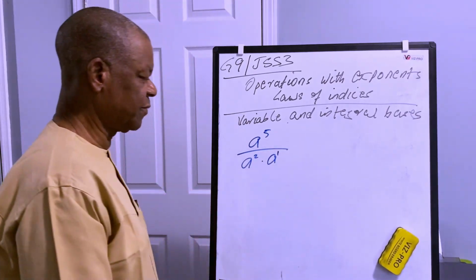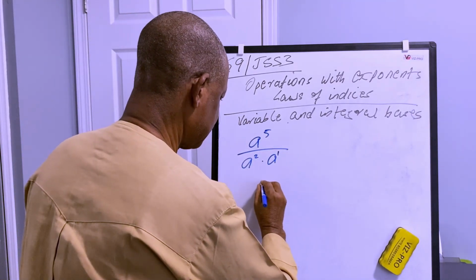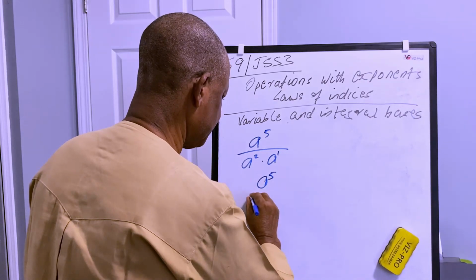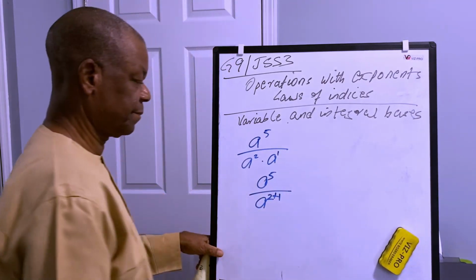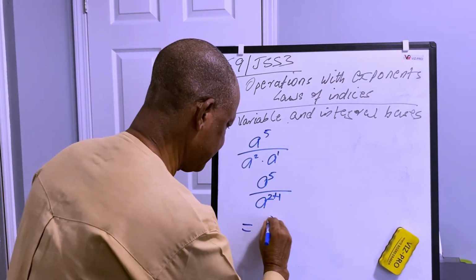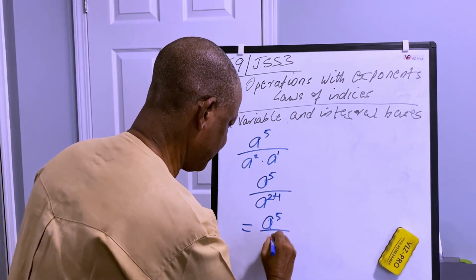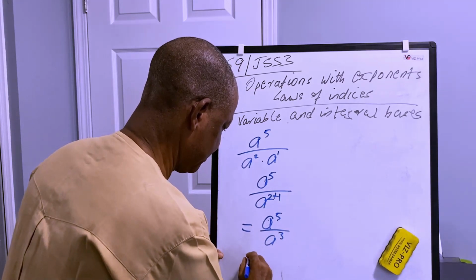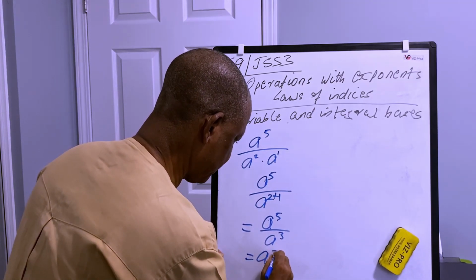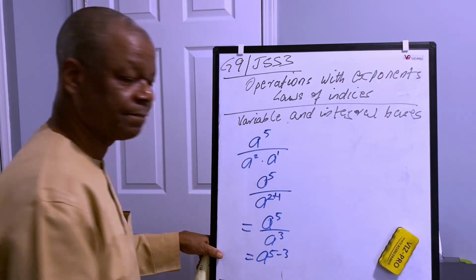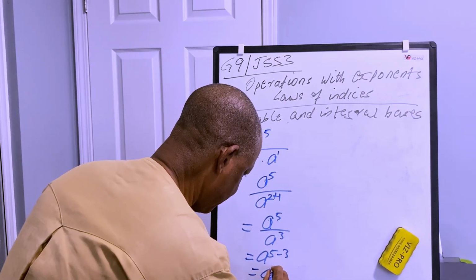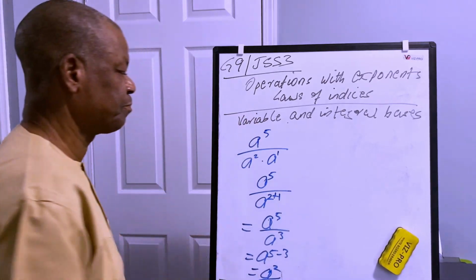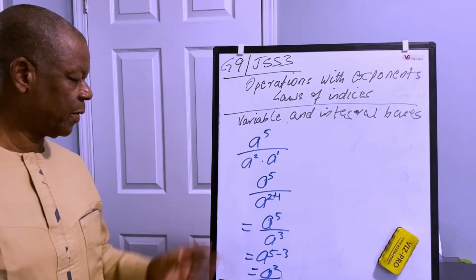So we have this. This is said as A raised to power 5 over A raised to power 2 plus 1. And that is A raised to power 5 over A raised to power 3, giving us A raised to power 5 minus 3. And that will result to A raised to power 2.